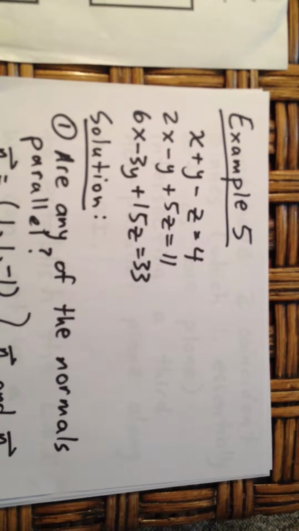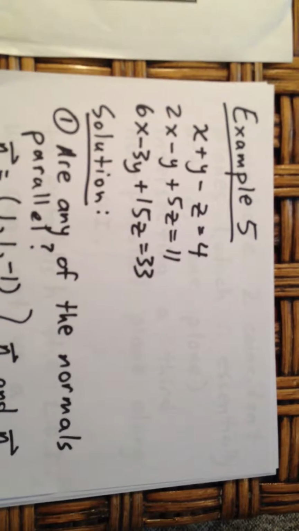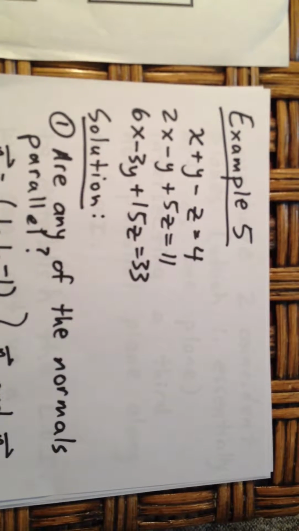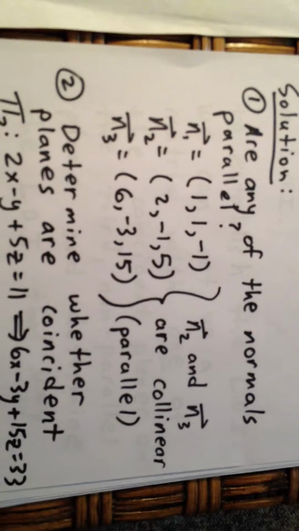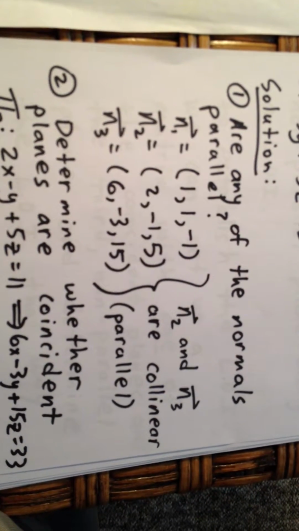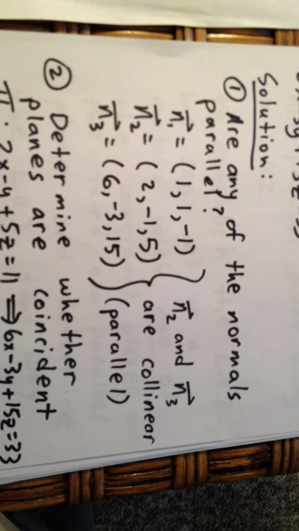For our next question, we're given the three equations and three unknowns as shown, and we want to know whether we have a consistent or inconsistent system. So our first step, as always, is to ask ourselves if any of the normals are parallel. So we look at our three normal vectors, and we see that normal 2 and normal 3 are collinear.